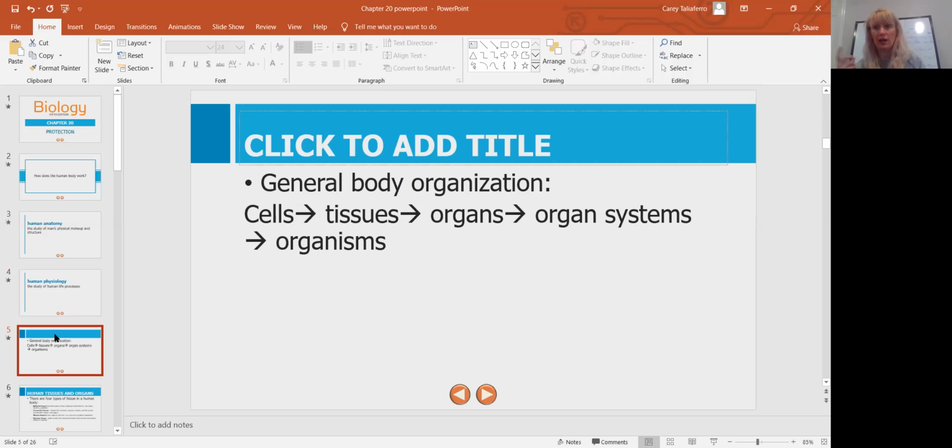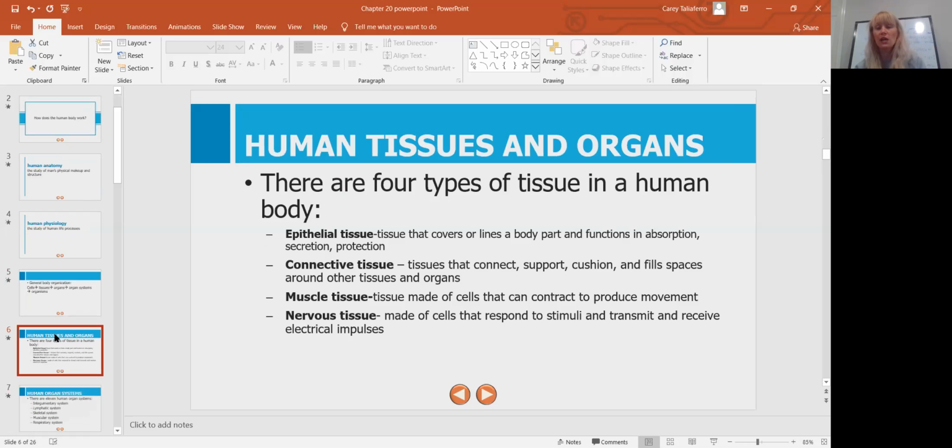A general review on how our body is organized. Cells, the basic unit of life, are the smallest part, and we have trillions of them that make up our body. Those groups of cells work together to form tissues, and then those groups of tissues work together to form organs, which then form organ systems, and then we get organisms in the case of us, people, humans. Within a human, there are 4 types of tissues. Remember, those are groups of cells that work together.